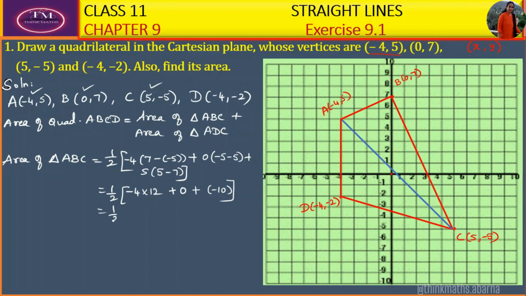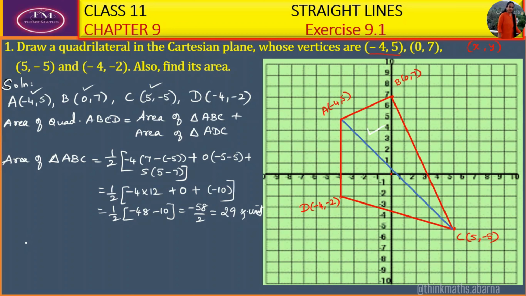So 1 by 2 minus 4 into 12, you get minus 48, and this is 0, not needed. So plus into minus is minus 10. So we will get minus 58 by 2. 58 by 2 is 29. So area cannot be negative. So we can avoid this negative and write 29 square units. So this is the area of triangle ABC.